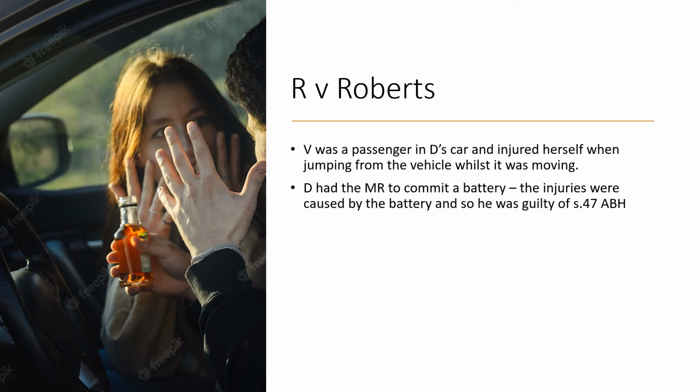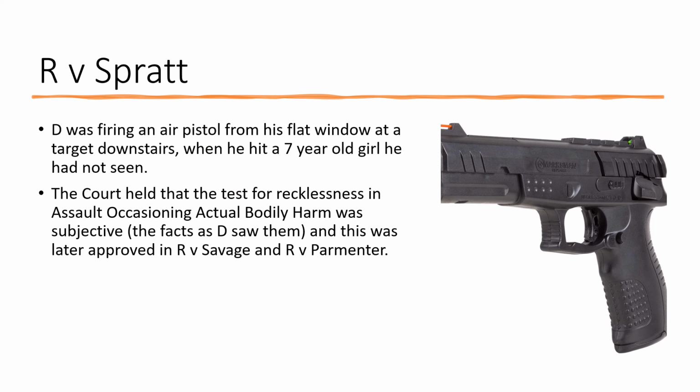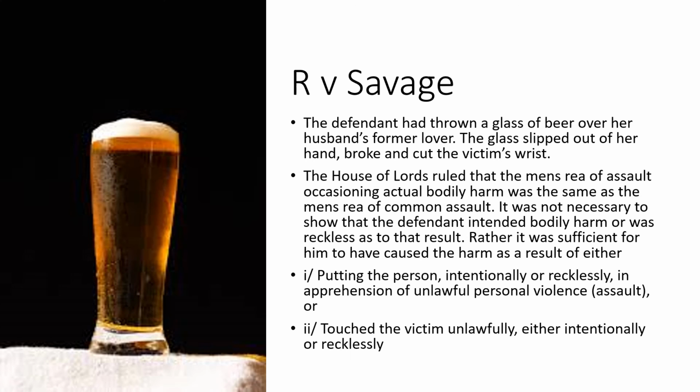Although the battery was committed indirectly. In Spratt, the defendant was firing an air pistol from his flat window at a target downstairs when he hit a 7-year-old girl he'd not seen. Now, the court held the test for recklessness in ABH was subjective, i.e. the facts as the defendant saw them, and this was later approved in Savage and Parmenter. So subjective recklessness is the recklessness we use, and there was no intent or recklessness here.